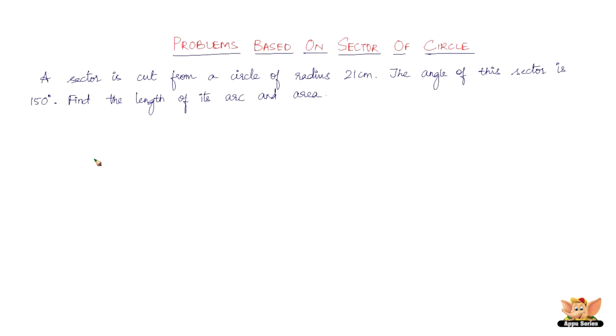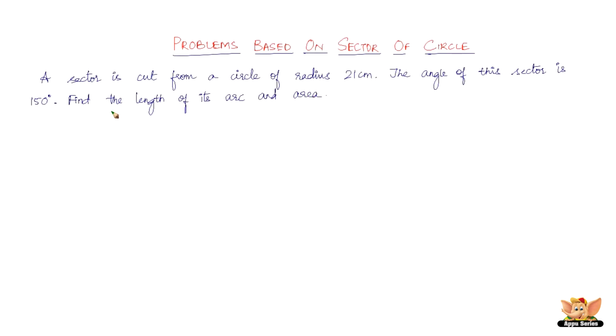In this video, let us solve problems based on sector of a circle. And the problem that we've got here reads like this. A sector is cut from a circle of radius 21 centimeters. The angle of this sector is 150 degrees. Find the length of its arc and area of the sector.